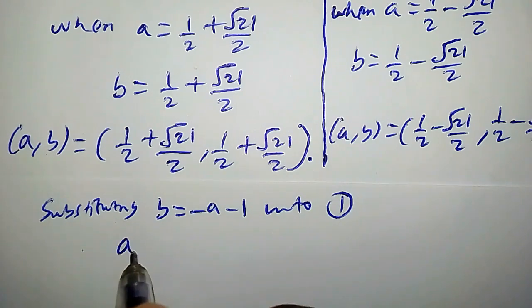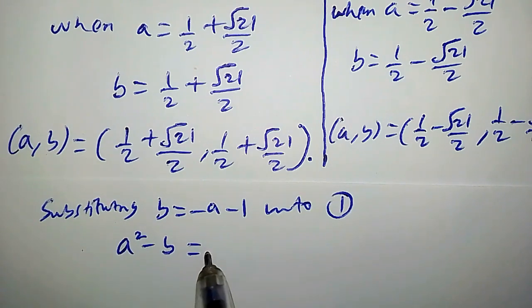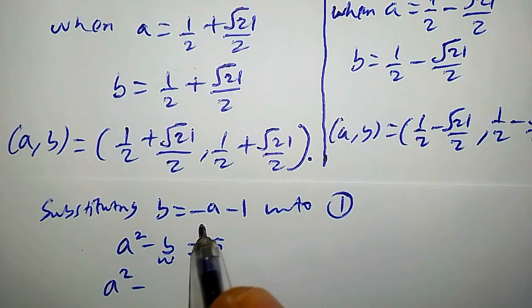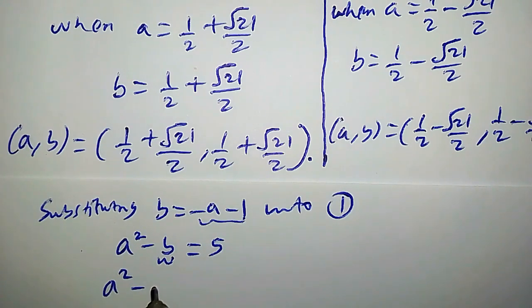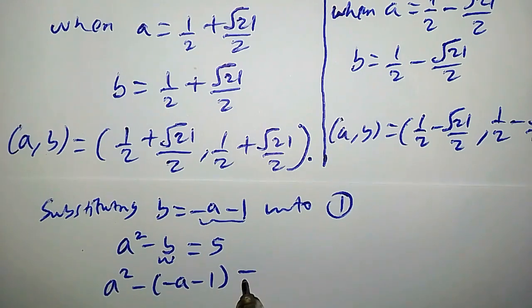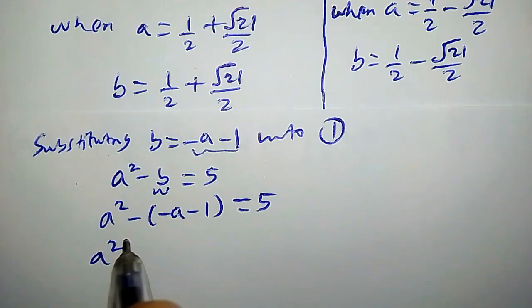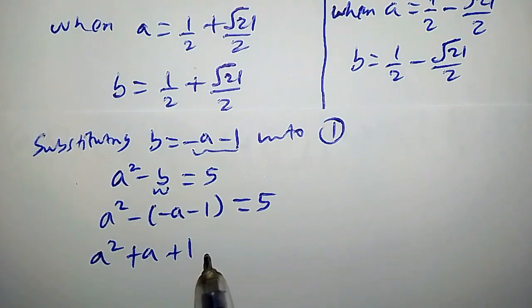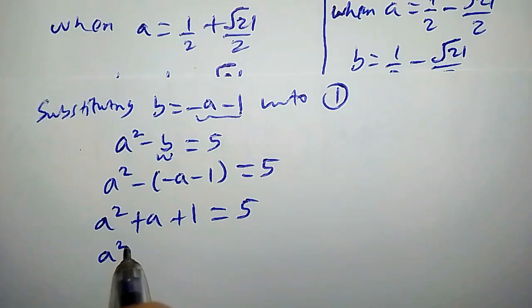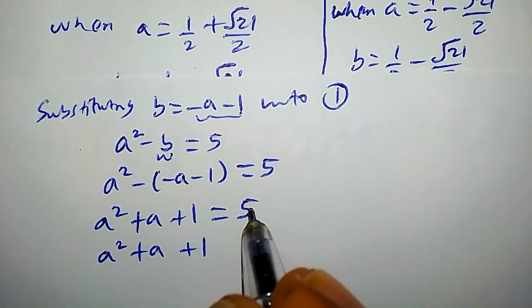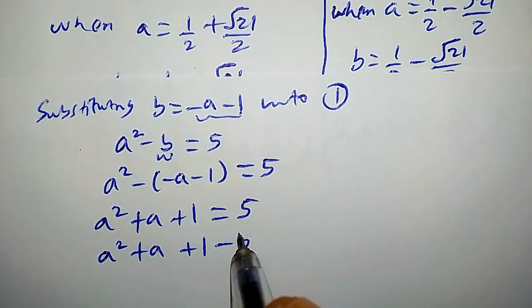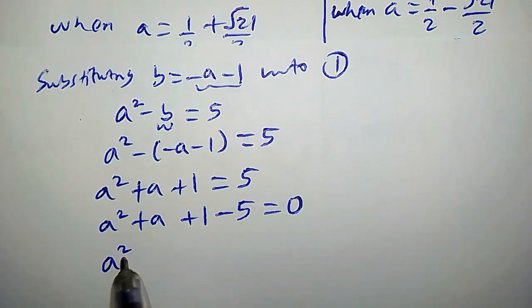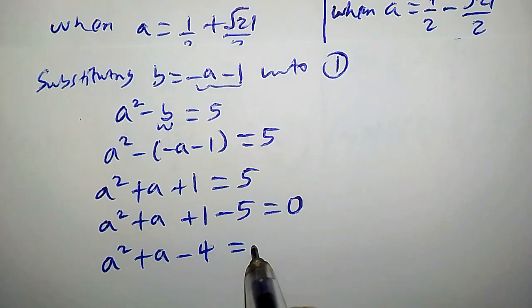Equation 1 is A to the power of 2 minus B equal to 5. A square minus, we will now replace this B with minus A minus 1, we have minus (minus A minus 1) equal to 5. A square, minus times minus A, that is plus A, minus times minus 1, that is plus 1, equal to 5. A square plus A plus 1. When 5 comes to the left hand side, we have minus 5 equal to 0. A square plus A, 1 minus 5, that is minus 4, equal to 0.